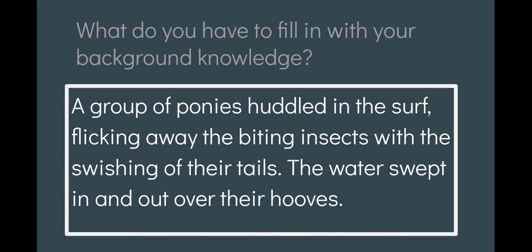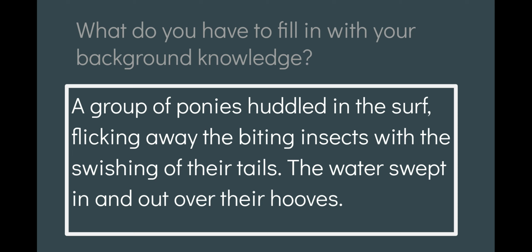So let's read this section. A group of ponies huddled in the surf, flicking away the biting insects with the swishing of their tails. The water swept in and out over their hooves. What kind of things would you have to fill in with your own background knowledge? What doesn't the author tell us, but we still picture it in our head because of what we already know?